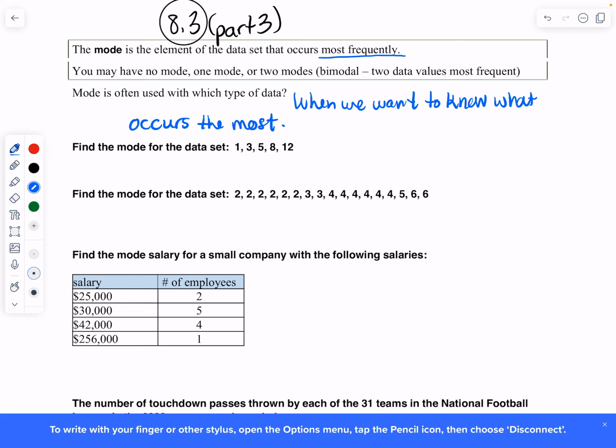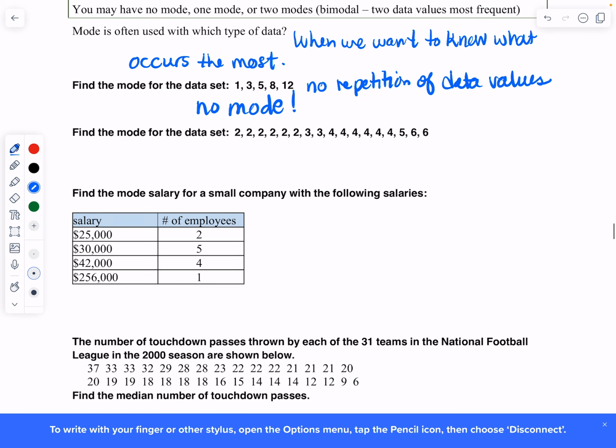Okay? So let's look at an example. Find the mode for the data set 1, 3, 5, 8, and 12. I don't see any duplications. I don't see two 1s or three 3s or four 5s. I don't see any of that. So in this case, since there's no repetition of data values, that means that there is no mode. There's no mode for this data. Let's look at the next one.